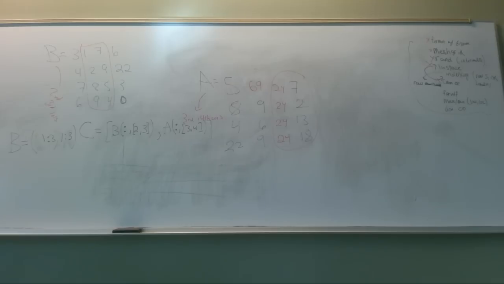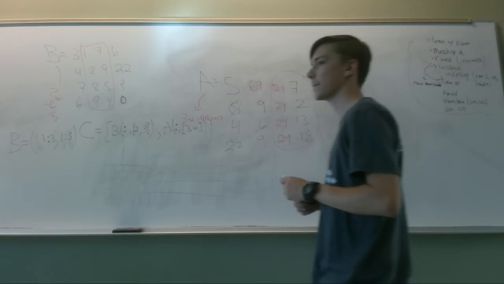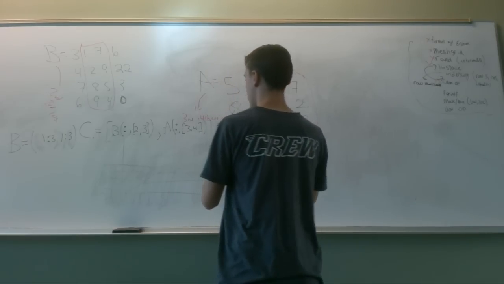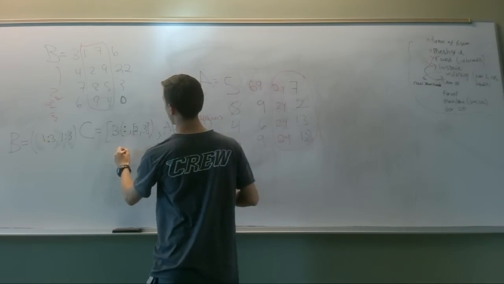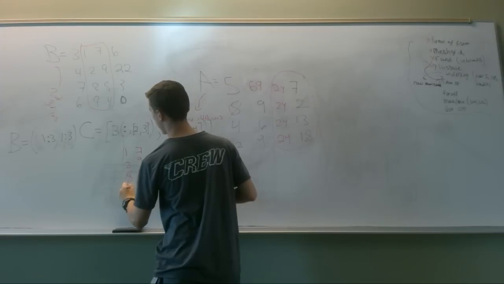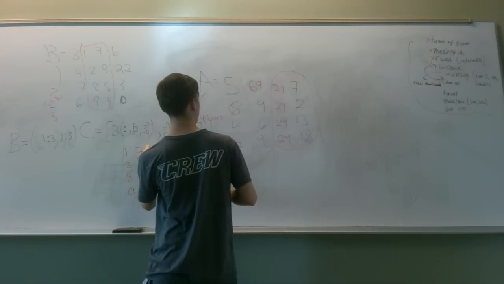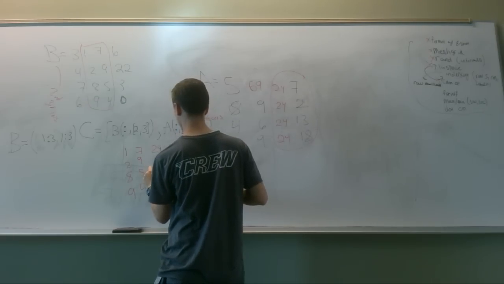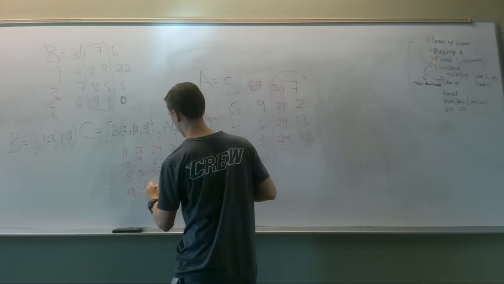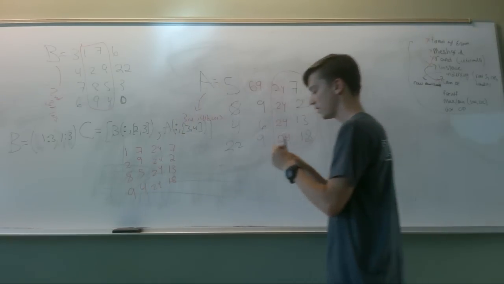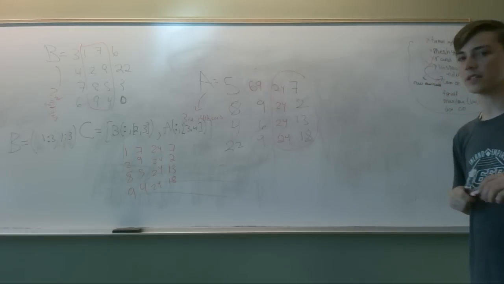Can you draw on the board matrix C after this, just so I can see it? Yeah. So the new matrix C is going to be 1, 7, 9, 8, 5, 9, 4 with 24, 7, 24, 2, 24, 13, and 24, 18. So that's matrix C that we created earlier.